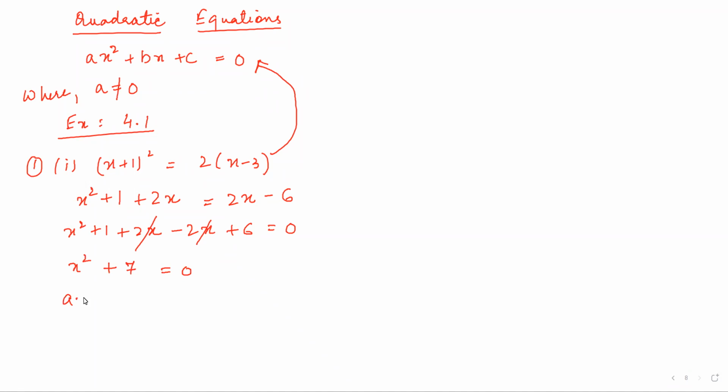Now, Rida, is it of the form ax square plus bx plus c is equal to 0? Yes, ma'am, it is of this form where b is equal to 0. See, b can be 0, c can be 0, but a cannot be 0. That's all you have to check. So in this equation, your a is actually 1, which is not 0. b is 0, that's fine. So this equation is of the form ax square plus bx plus c, and hence this is a quadratic equation.